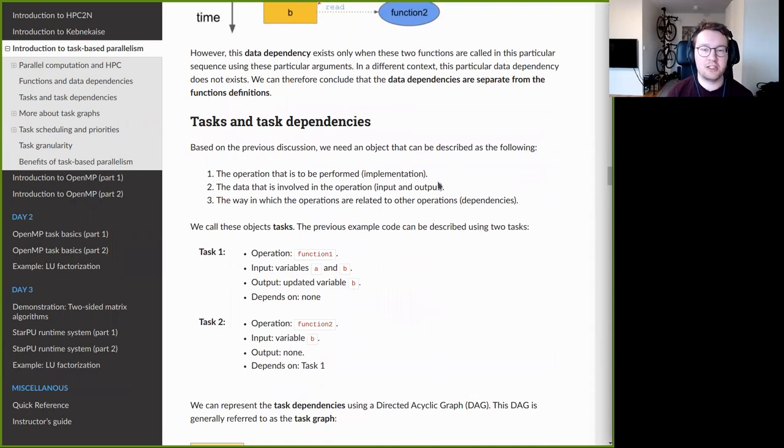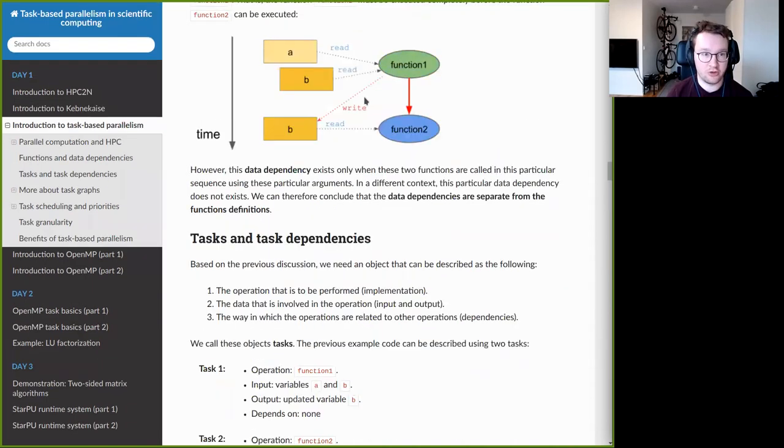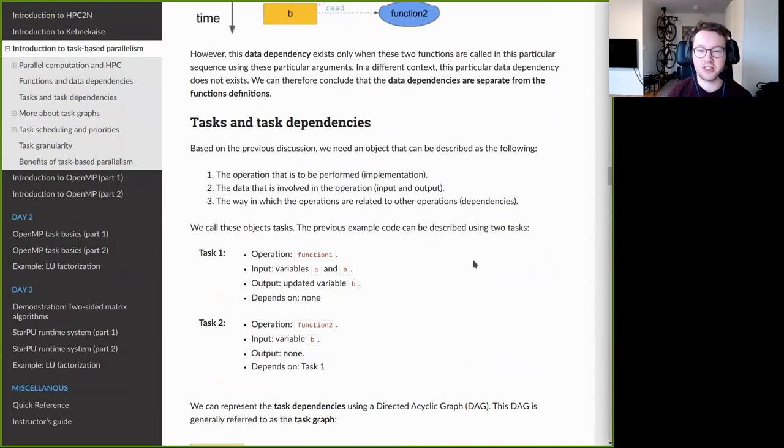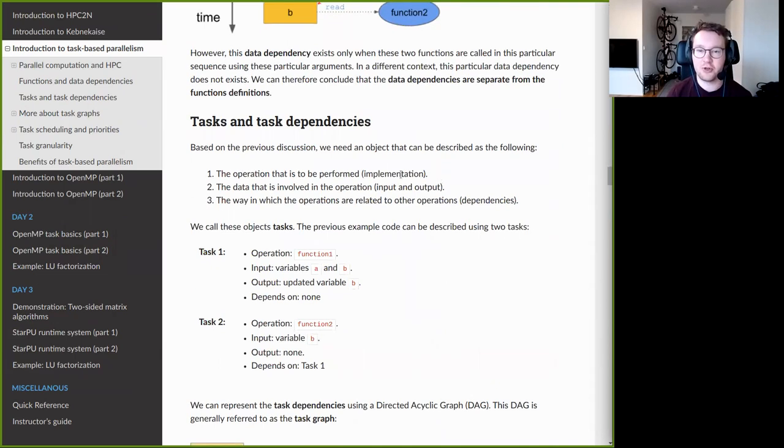So what could we do about this situation? Well, if we would like to somehow automate this, instead of a programmer telling what can run in parallel, what sort of object do we need so that the computer could do this automatically for us? The object must be able to do three things.